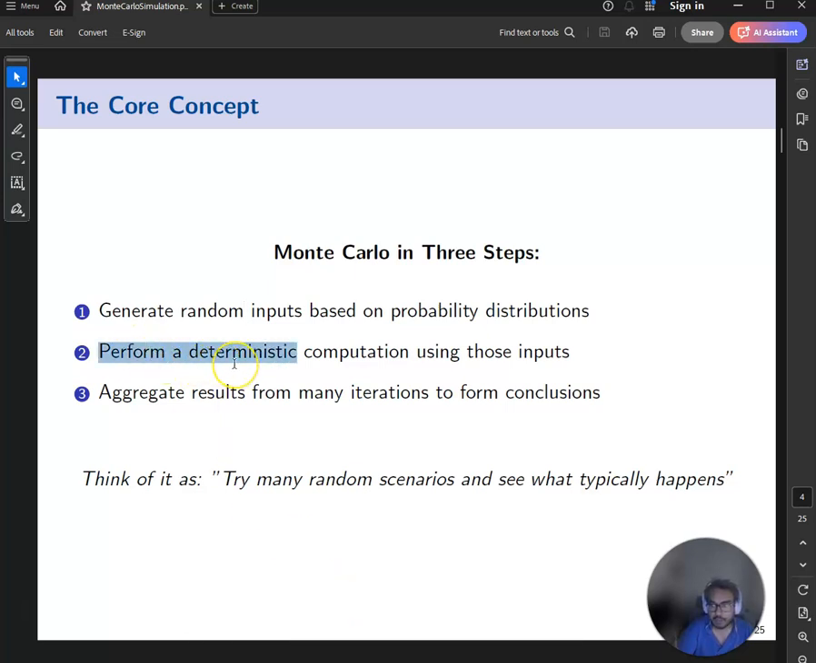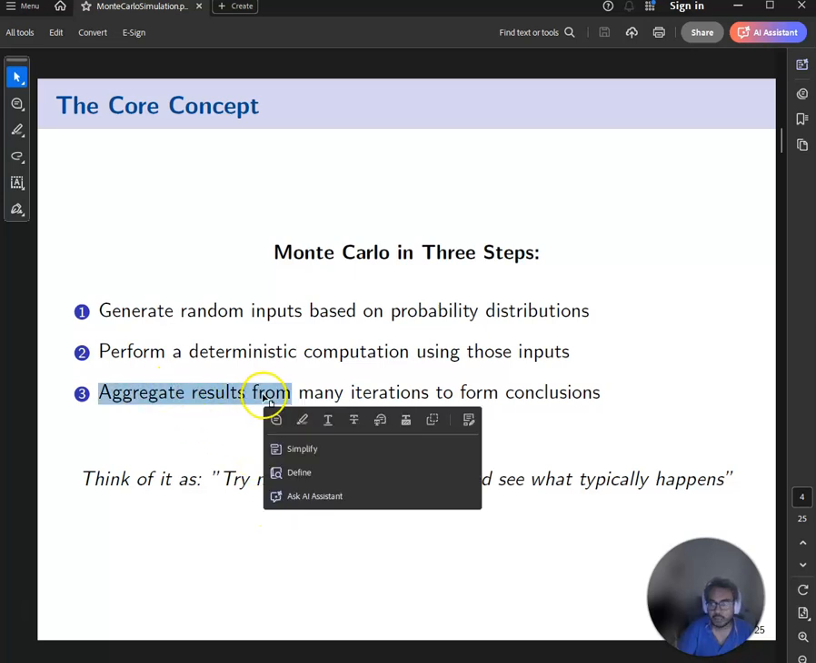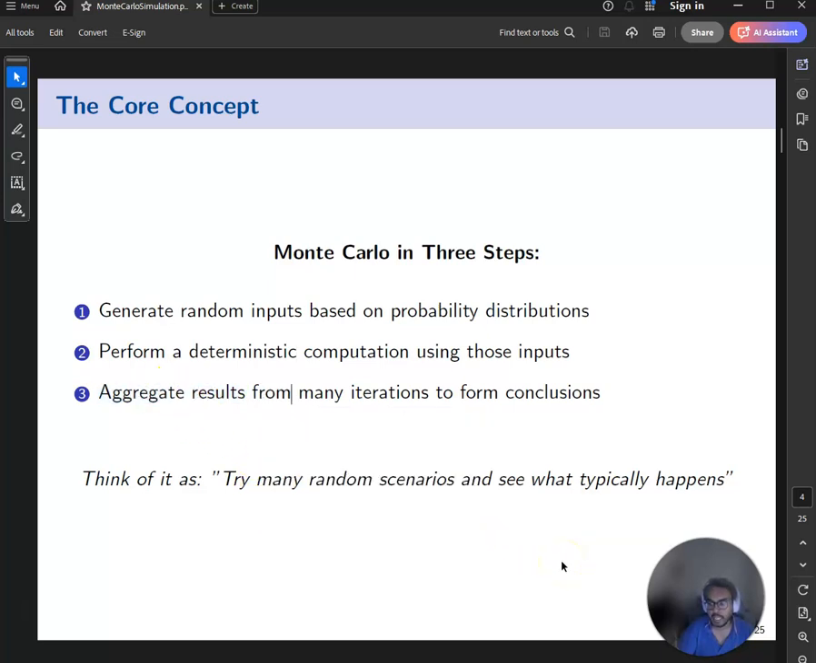The second step involves performing a deterministic computation using these random inputs. This means that we apply our model or a formula to calculate an outcome for each set of these random inputs. And third, we aggregate results from many iterations to form a conclusion. By running thousands or even millions of simulations, based on how much computational power you have, you can see that a pattern will emerge, and then we calculate summary statistics like averages, ranges, probabilities, etc.